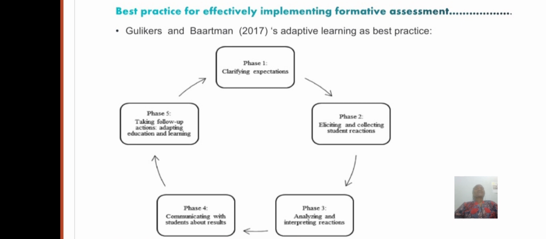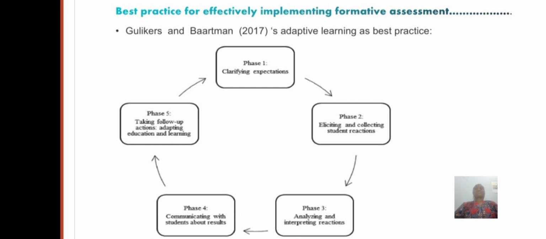Phase 3, analyzing and interpreting their reaction. If the students didn't score well, what is the interpretation? What conclusion can then be drawn from there? And that's phase 3. Phase 4, communicating with the students about the results, meaning that you do not just assume in interpreting in phase 3, but as a lecturer, you also have to reach out to the students and find out why the results were the way they were, or why there was a certain type of reaction to the assessment.